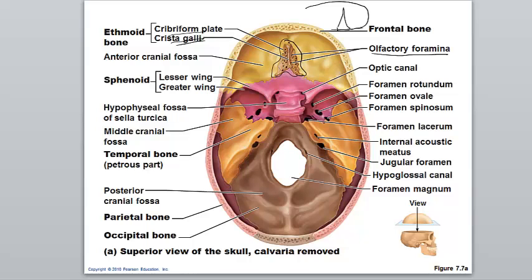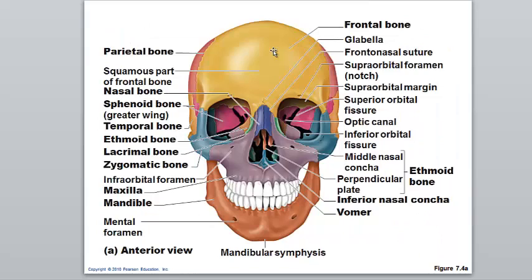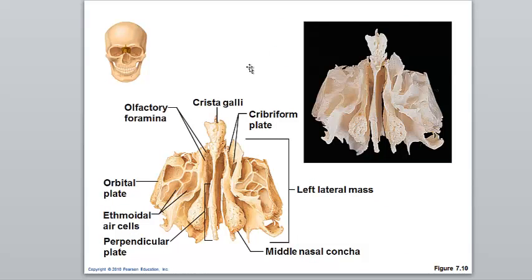So this plate is what is stopping your brain matter from reaching your nose. That's why divers, sometimes when they break the nose, the brain fluid, cerebrospinal fluid, comes out through their nose. Why? Because they have broken this plate, and from there it's a direct access to the roof of your nose. So you have your cribriform plate with your olfactory foramina, and the peak right here is called the crista galli.